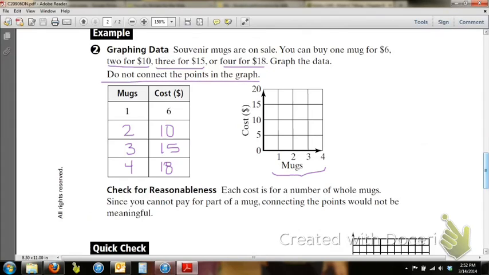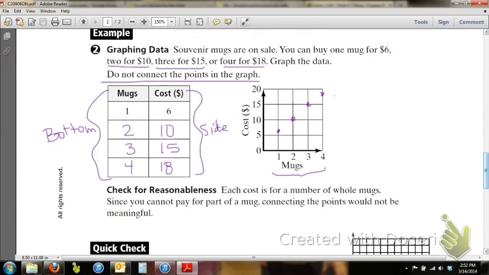So the number of mugs is going to go on the bottom, because again, first column goes on the bottom, and the second column goes on the side. So for 1 mug, I go over to 1 and up to about where 6 would be, which might be up in here. 2 mugs costs $10. 3 mugs cost $15, and 4 mugs costs $18, which would be about there.